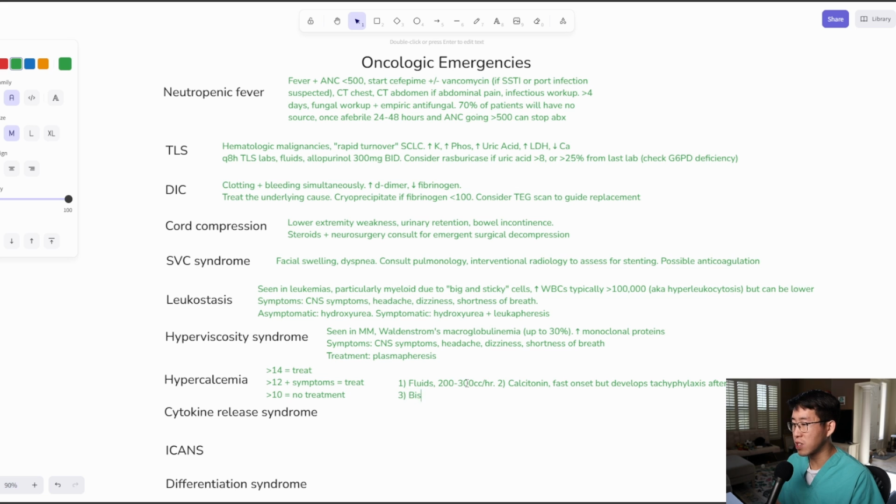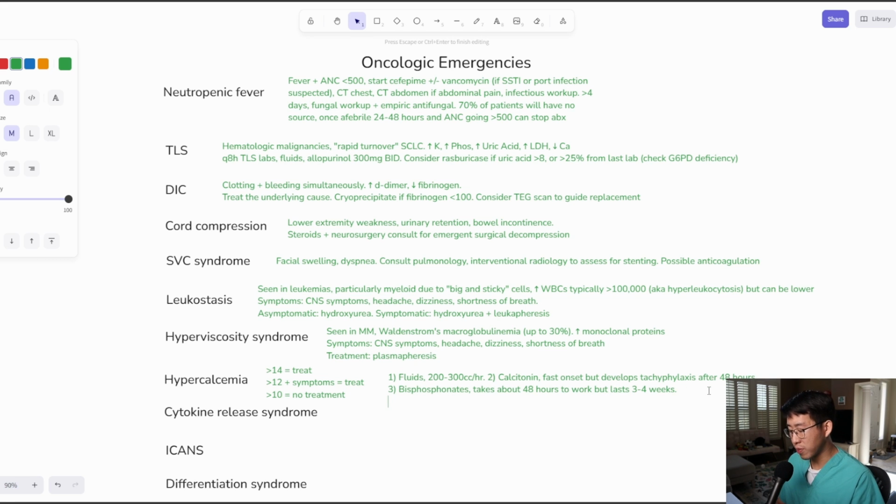Then you've got your bisphosphonates, like zoledronic acid. And this one takes about 48 hours to work, but then it lasts for like 3 to 4 weeks. And so that gives you that perfect timing in between the calcitonin, dropping it acutely. And then as that's starting to wear off, that's when your bisphosphonates are starting to take over.